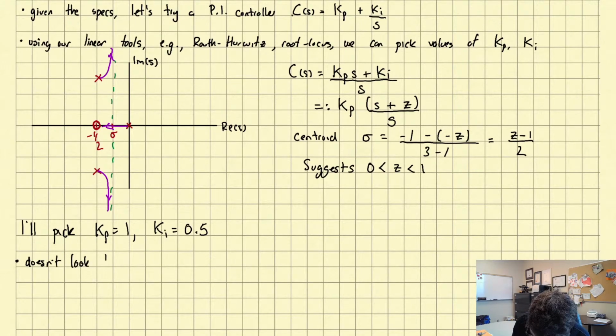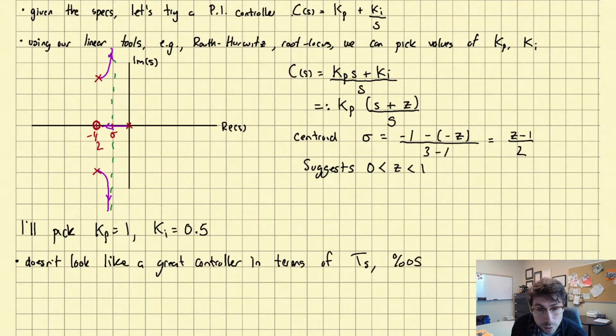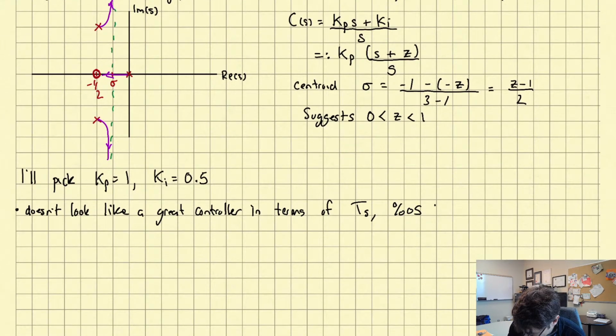Doesn't look like a great controller in terms of settling time, percentage overshoot. But let's just say we're happy for the purpose of the example. Okay. Again, there were no transient specifications, so the only specification was stability.